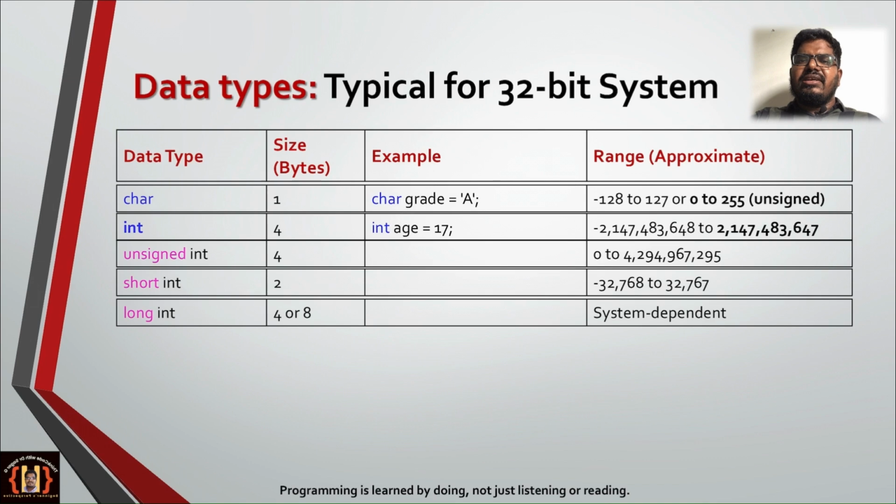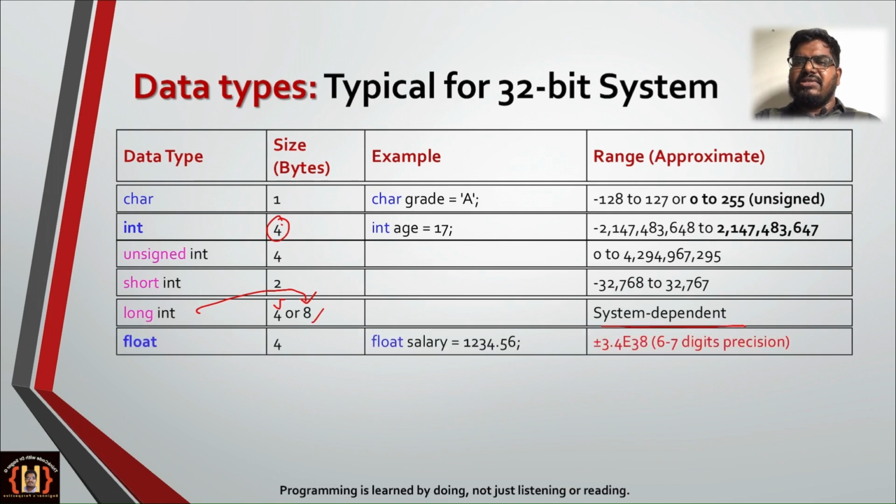So similarly we have other data types. That is long int. Again I am saying long int is actually 4 bytes, but it could even be 8 bytes also. That's why it's system dependent. Long can be 4, sometimes long can be 8. So it depends on the system architecture.